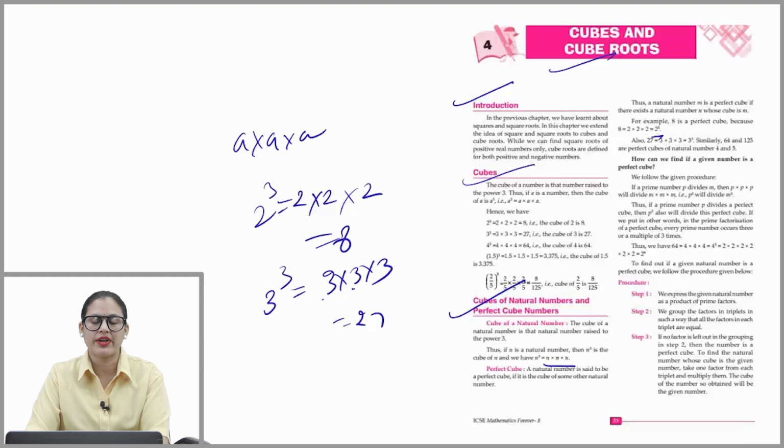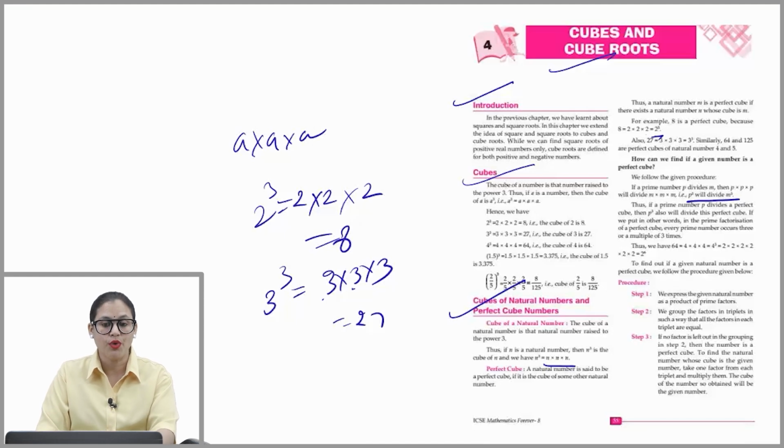If a prime number p divides m, then p into p into p will divide m into m into m. That is, p raised to the power 3 will divide m raised to the power 3. Thus, if a prime number p divides a perfect cube, then p raised to the power 3 also will divide the perfect cube. If we put it in other words, in the prime factorization of a perfect cube, every prime number occurs 3 or a multiple of 3 times. Thus, we have 64 is equal to 4 into 4 into 4, that is 4 raised to the power 3, and 2 into 2 into 2 into 2 into 2 into 2, that is 2 raised to the power 6.